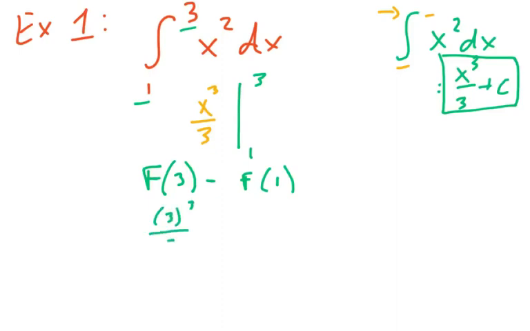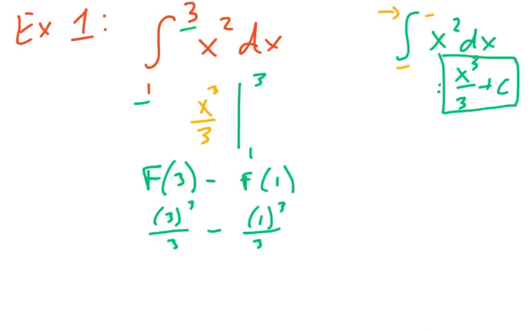So that would be 3 cubed over 3, minus, I need to plug in 1 into my function, so it would be 1 cubed over 3. And I simply have to simplify this to get the final answer for the area under the curve.